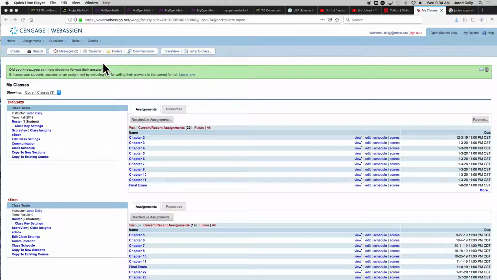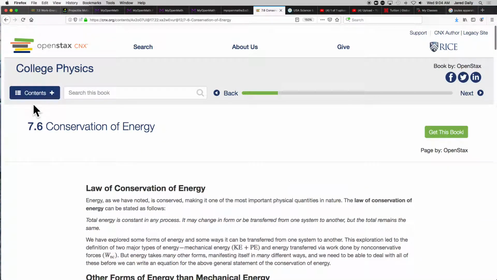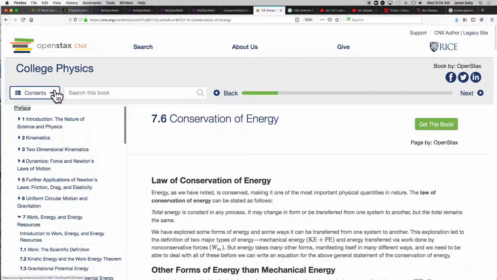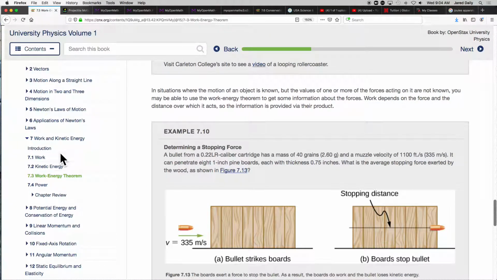So, that's the wrong book. Okay, here we go.